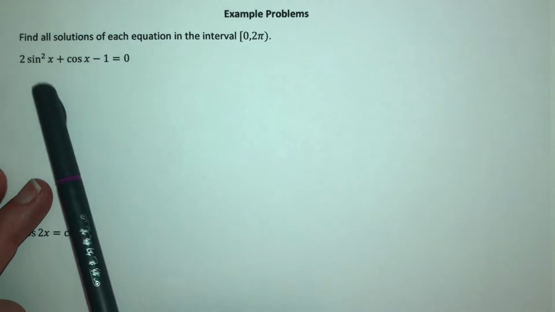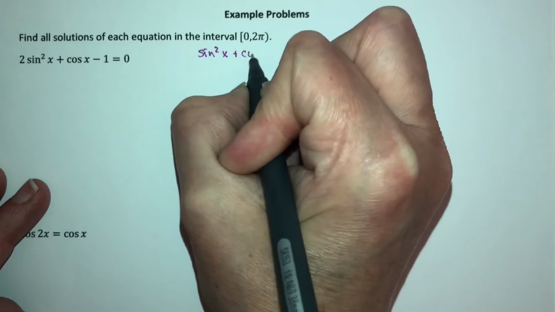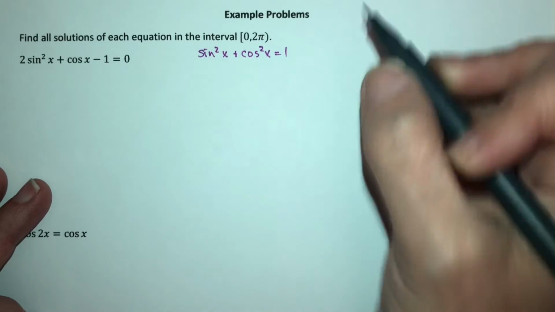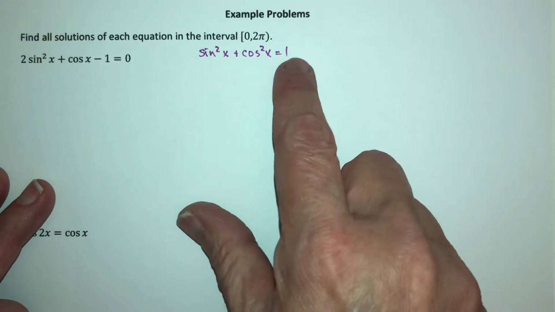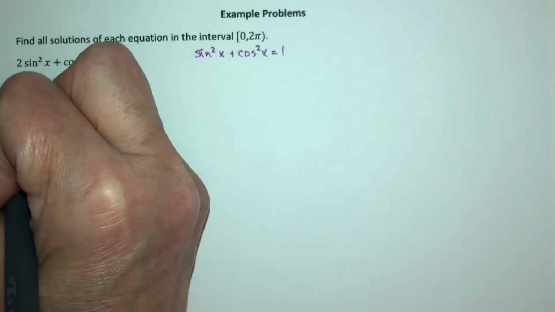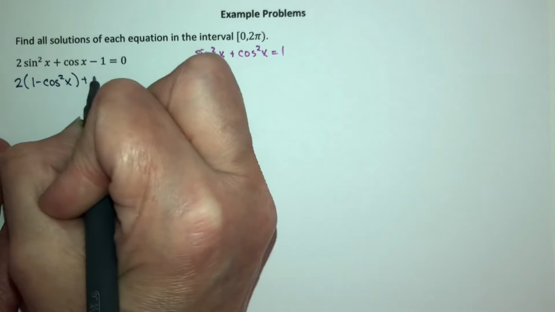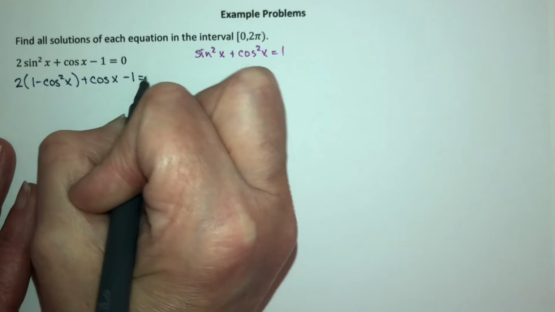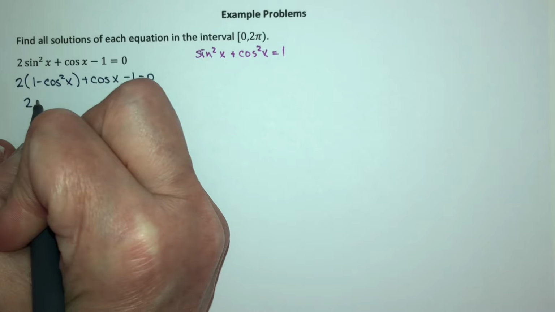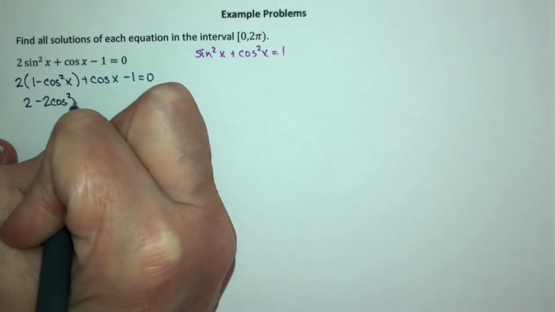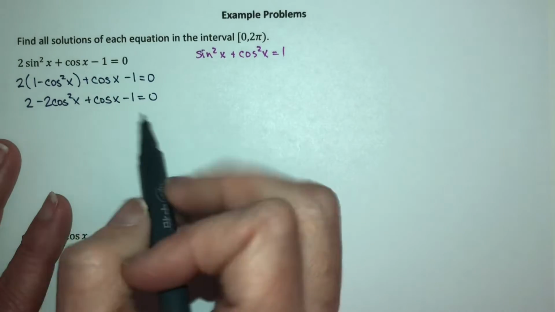And I know that we have a Pythagorean identity that says sine squared of x plus cosine squared of x is equal to 1. So instead of having the sine squared, I can rewrite this as 1 minus cosine squared. Okay, so I'm going to distribute here, and combine some like terms.